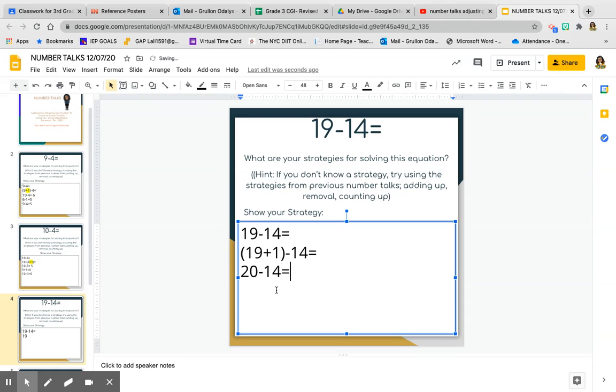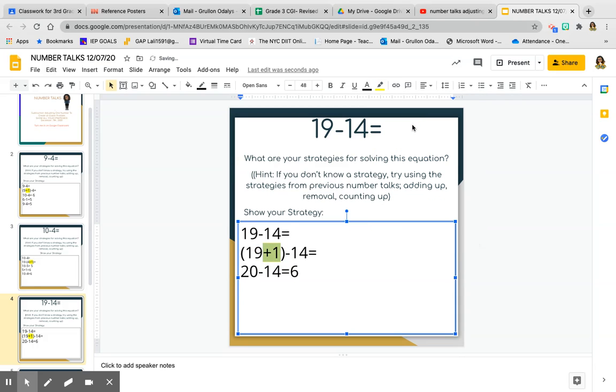So this new number sentence looks like this: 20 minus 14 equals. I know, again, how when I have a 0 at the end, I know that it is a multiple of 10, so I can take that away pretty easily. So I know the difference between 20 and 14 is 6. So I'm going to pop that in there, right there. That is a 6.